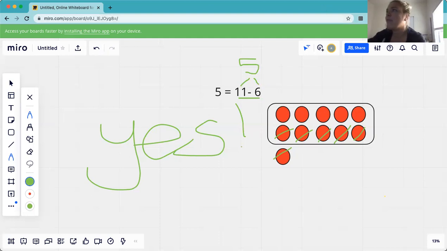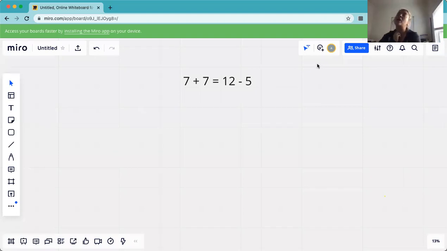So let me get it up and then I'll have you guys work on that. All right, so here's our equation. 7 plus 7 equals 12 minus 5. So I want you to go ahead and figure that on your own. You can draw counters, you can use counters, however it helps you. And remember, with that subtraction, you want to keep the same color to subtract it so it's easier. All right, so go ahead and pause, and when you're done, go ahead and press play and we'll go over it.